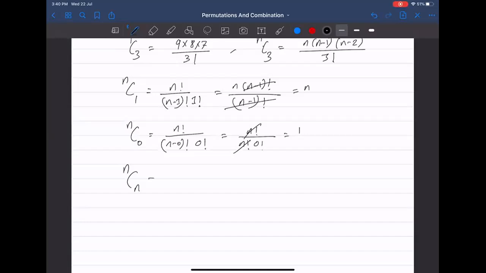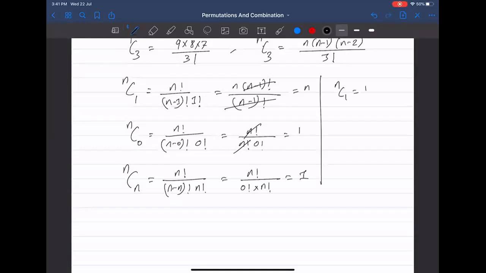What will be NCN? Sir, I have to select 10 people from a group of 10 people. Everyone goes. It's only one way, correct? N factorial divided by (n minus n) factorial into n factorial, which is n factorial by 0 factorial into n factorial, which is one way. Interesting. So you should remember these. NC1 is n, NC0 is 1, NCN is also 1.